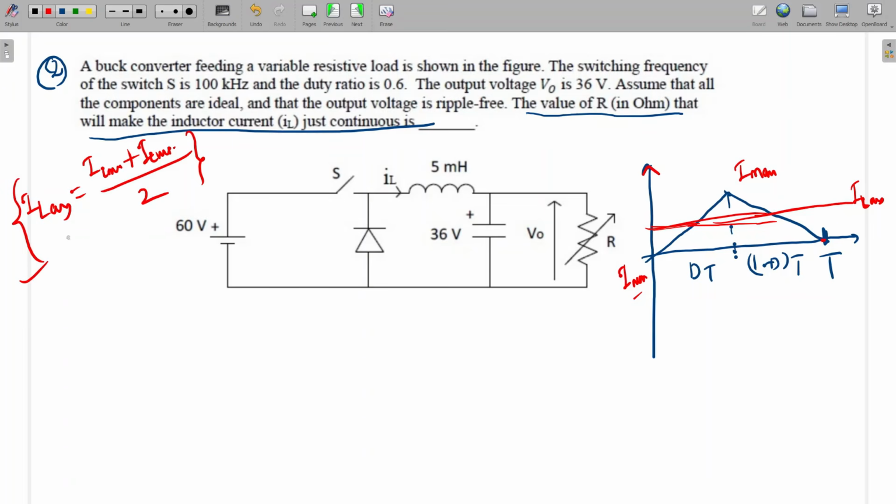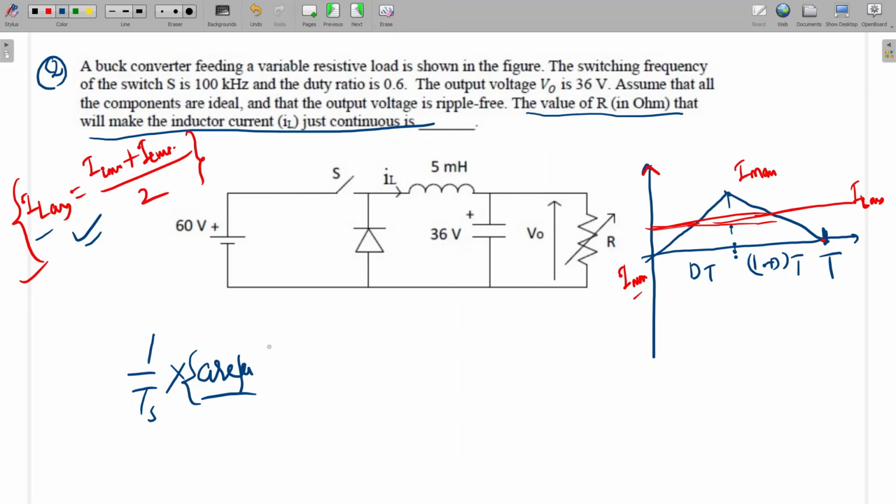Is it clear? This we can derive also from this waveform. From this waveform we can derive this IL average value. How can we derive it? 1 by Ts into the area of this total triangle. If you write that, we get IL average equal to maximum plus minimum by 2.